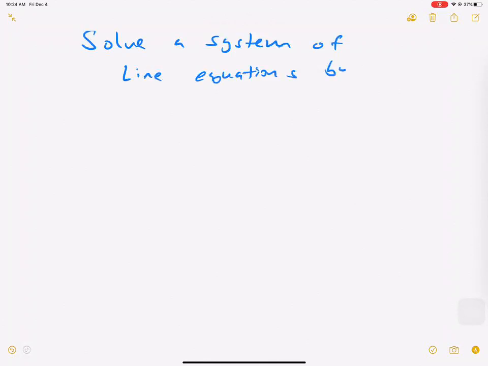And this idea here is we're going to solve a system of line equations by graphing.